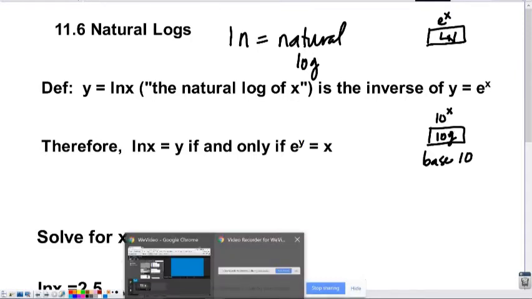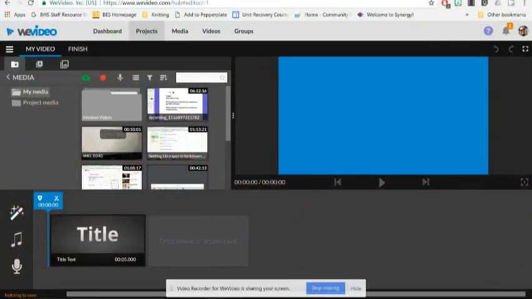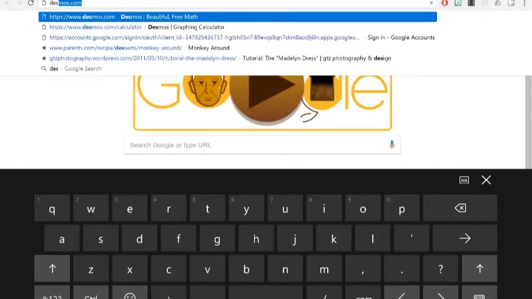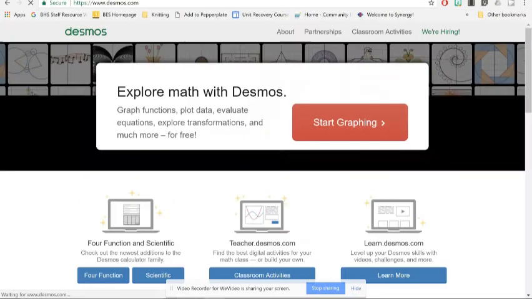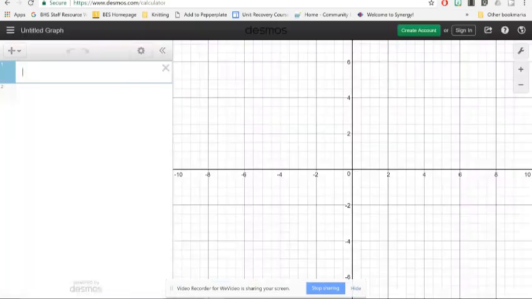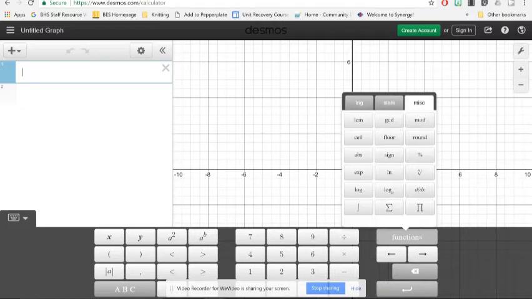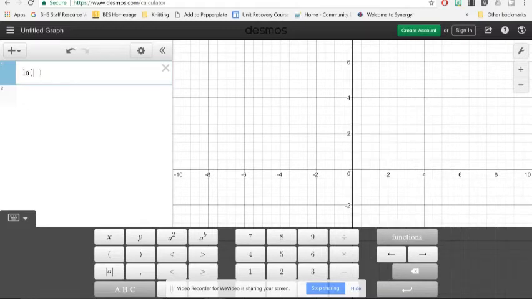And if you use Desmos, let's see if I can get a Desmos browser going. Desmos also will have something in functions, and if you go over to the miscellaneous functions, right here, ln. Okay, so ln is natural log.